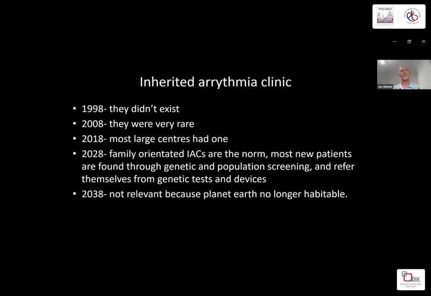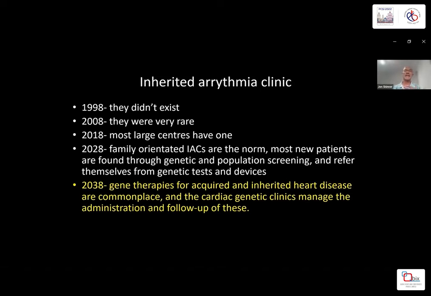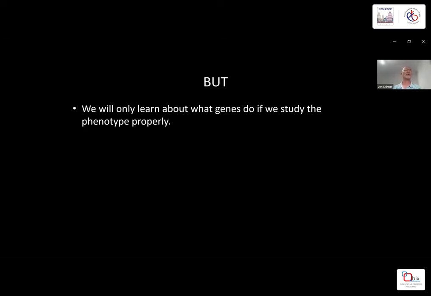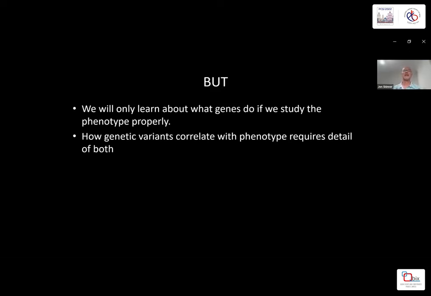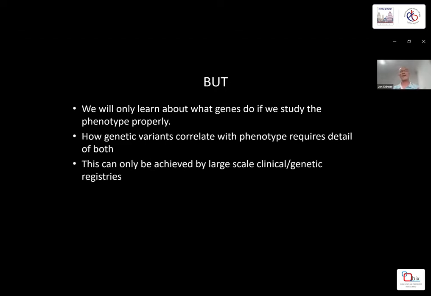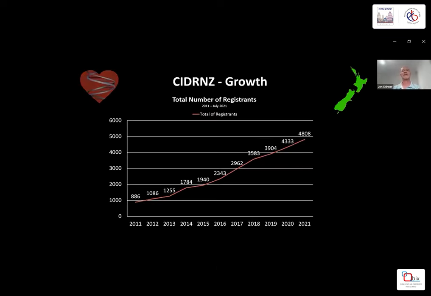And in 2038, well, maybe it's not relevant because planet Earth is no longer habitable, but if you're not a cynic like me, then perhaps gene therapies for acquired and inherited heart disease are commonplace, and the cardiac genetic clinics manage the administration and follow-up of these. But we'll only learn about what genes do if we study the phenotype properly, and how genetic variants correlate with phenotype requires detail of both. And this can only be achieved by large-scale clinical genetic registries.